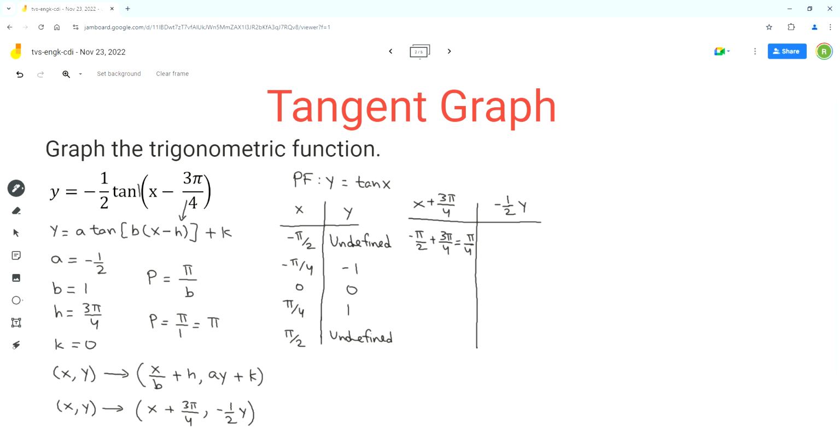We get pi over 4 by finding a common denominator and then combining the fractions. For the y coordinate, we have to do negative 1 over 2 times undefined, which will also be equal to undefined. So the vertical asymptote at negative pi over 2 in the parent function has been translated to pi over 4. There is a horizontal translation, 3 pi over 4 units to the right. Now we can use the second point from the parent function table of values, negative pi over 4.